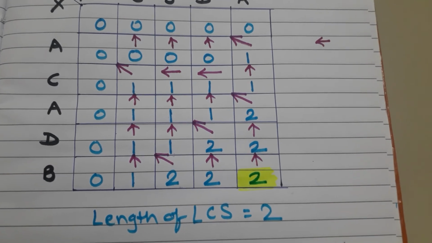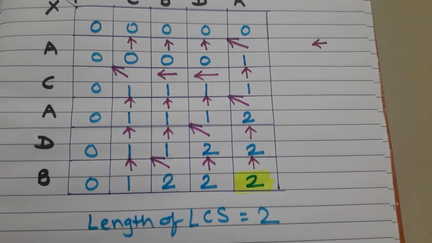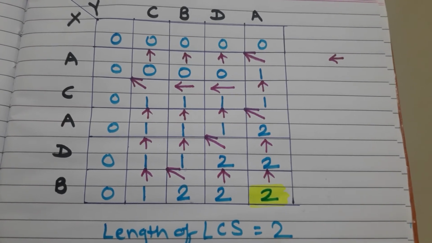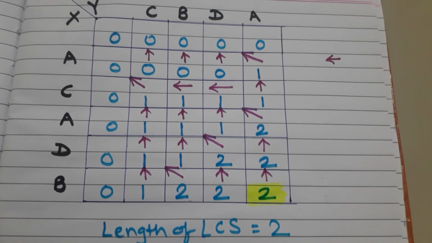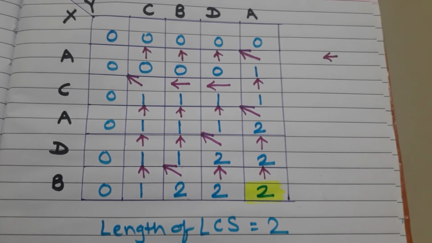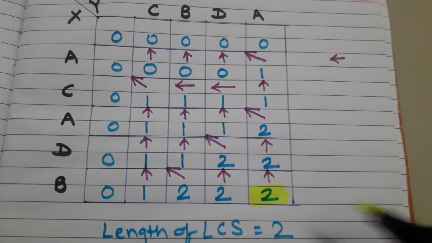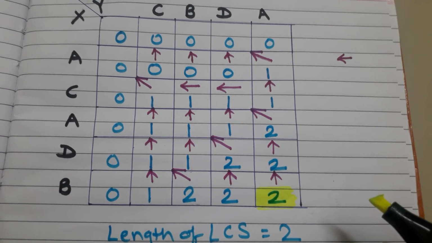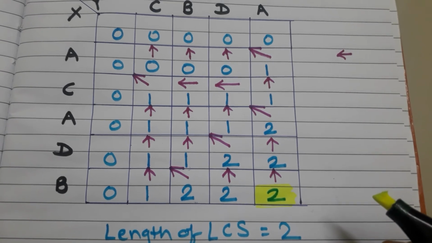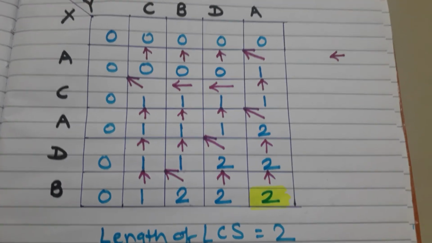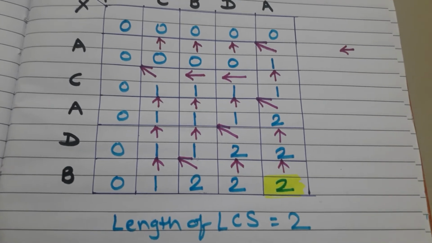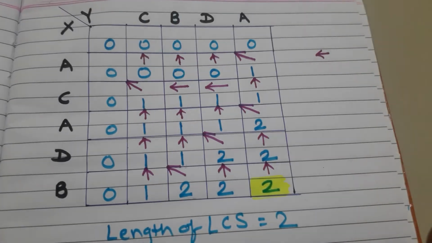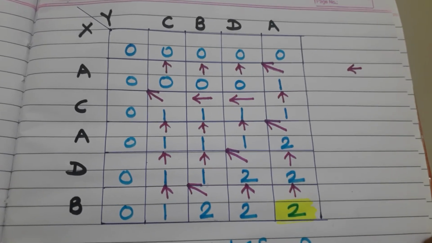Now here we have to find the longest common subsequence. We found the length of the longest common subsequence, that is 2, but now we have to find the subsequence itself. So we will start from the last element and follow the directions of the arrows. Here we have to select the cells with diagonal arrows.